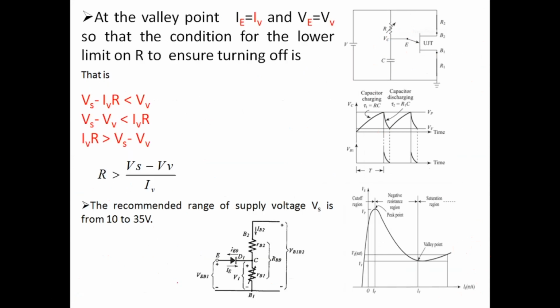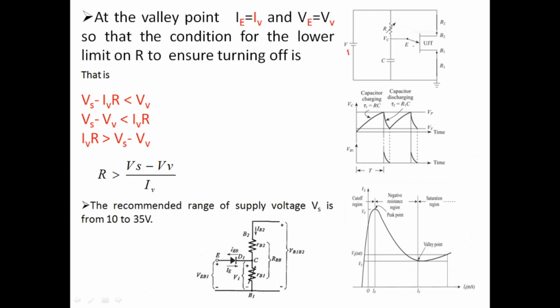Next, as I told earlier, R should not be too small. When the capacitor voltage comes below VV, the UJT should turn off, so this R should allow such a situation. Exactly when the capacitor voltage is equal to VV, what is the capacitor voltage formula? It is Vs minus current into R. Vs minus current into R should be less than VV, then only the UJT will turn off.